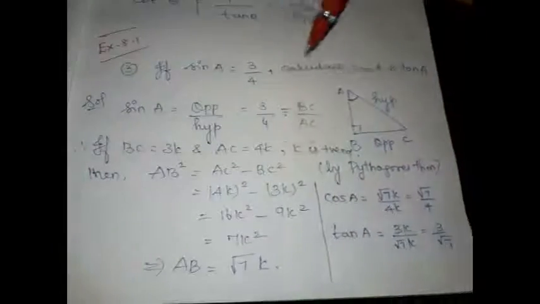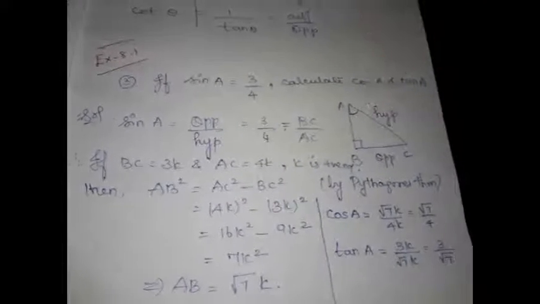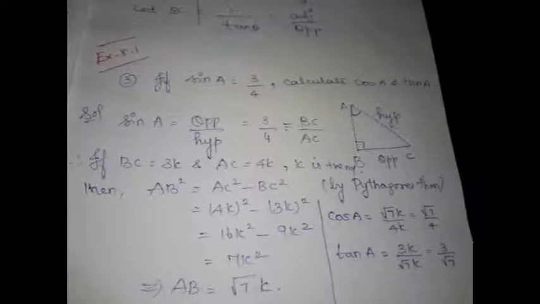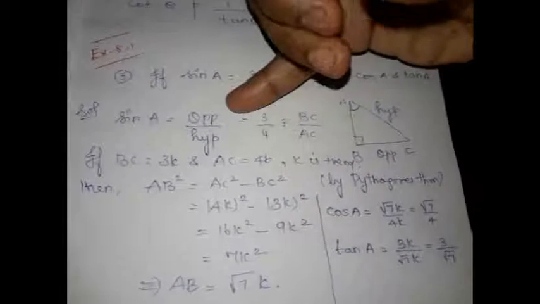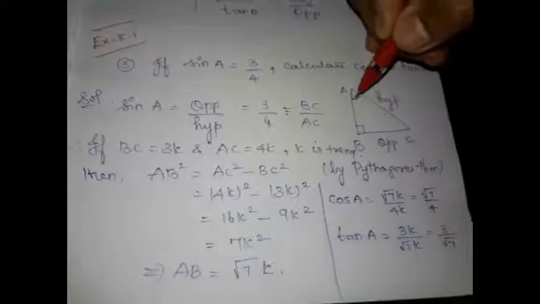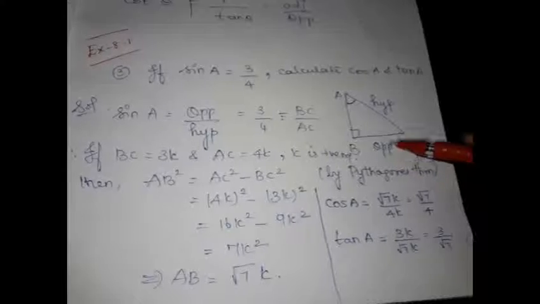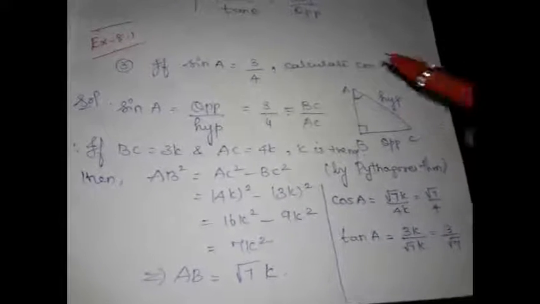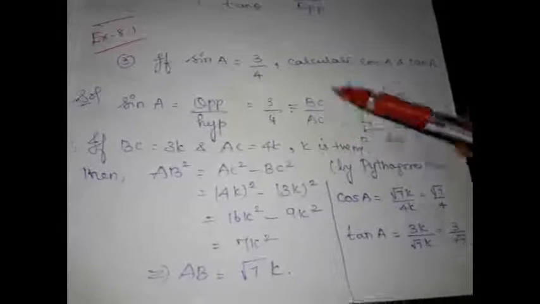Now let us see how we can solve this problem. In the question they have given you sin A is 3 by 4. Calculate cos A and tan A. So what is sin A? Let us consider ABC is a right triangle, right angled at B. Now sin A is the opposite side divided by the hypotenuse. This is your angle A, so this will be the side opposite to A and this is the hypotenuse. So it is going to be BC by AC, 3 by 4.